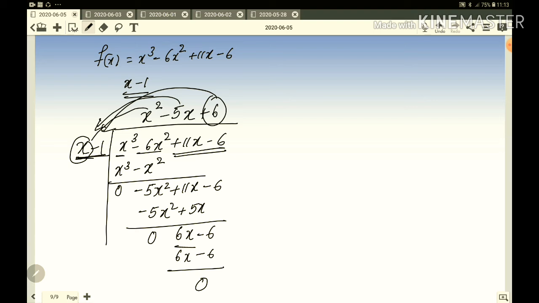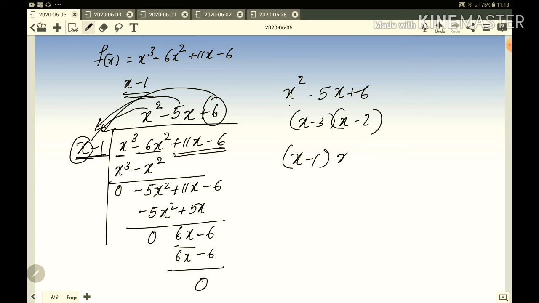Now look at the quotient. What is that? X square minus 5x plus 6. The remaining factors are hiding here. When you factorize that, you know already, that is x minus 3, x minus 2. Clear? So we got all of them. X minus 1, you used factor theorem. Then with long division, you got the 2 other factors. So the x values are 1, 3, and sorry, this one is 2.